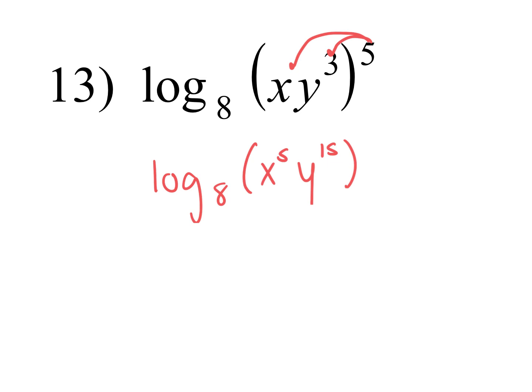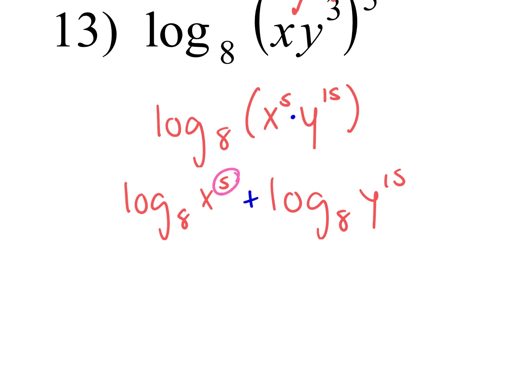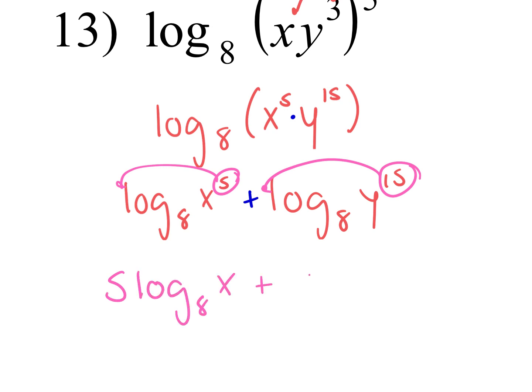Before I do that, I want to break it up. So between the x to the 5th power and y to the 15th power, what's happening? And what do I do in between them? Add. Because here we're multiplying, so addition goes with multiplication. And then what's the last step? Then we bring our exponents to the front. Perfect. So it'll be 5 log base 8 of x plus 15 log base 8 of y.